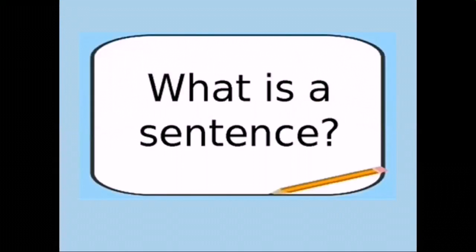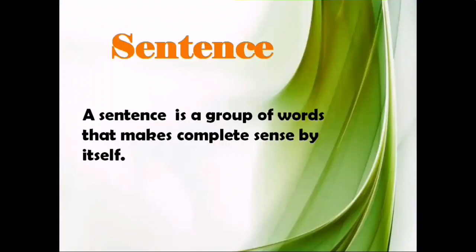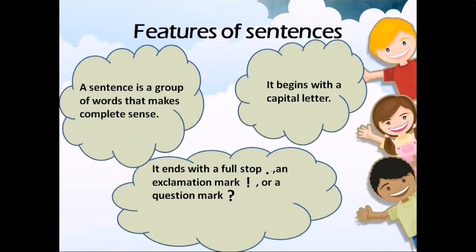What is a sentence? You might have learned about sentences in lower classes, so let us revise it. A sentence is a group of words that makes complete sense by itself. Here are some features of sentences. A sentence is a group of words that makes complete sense. It begins with a capital letter. It ends with a full stop, an exclamation mark, or a question mark.